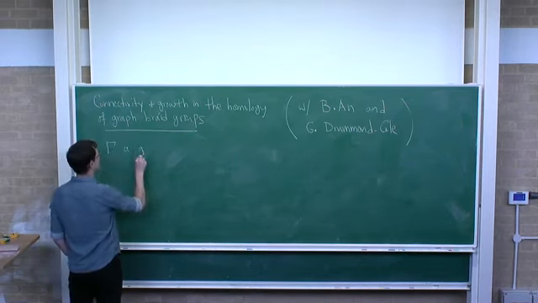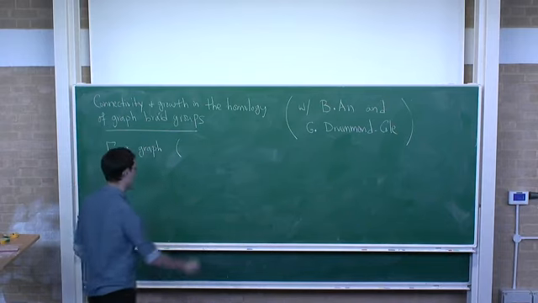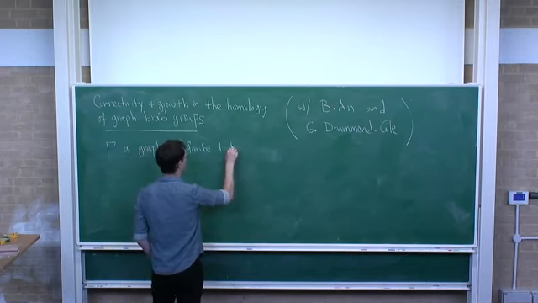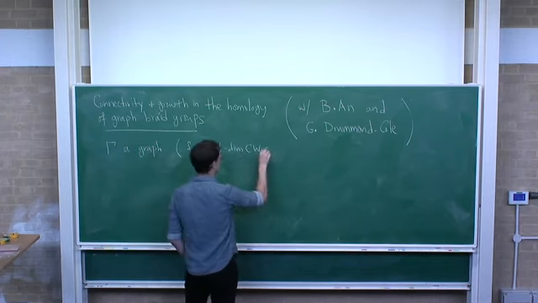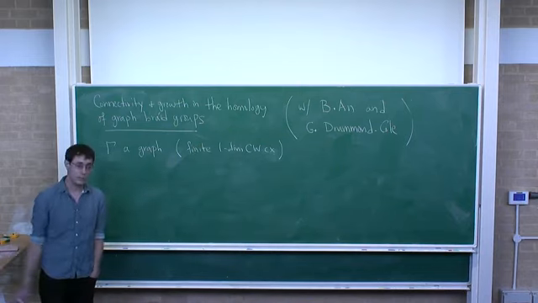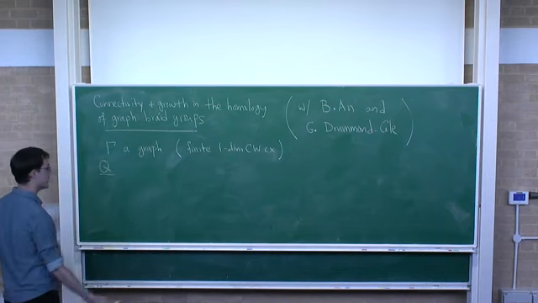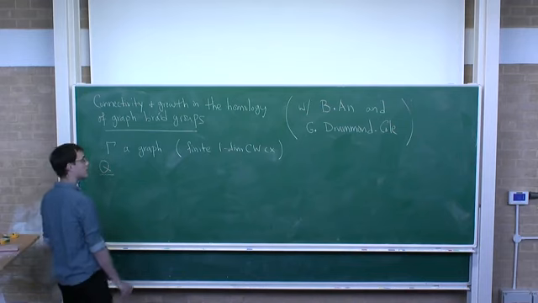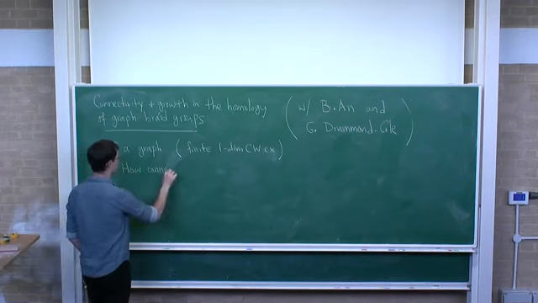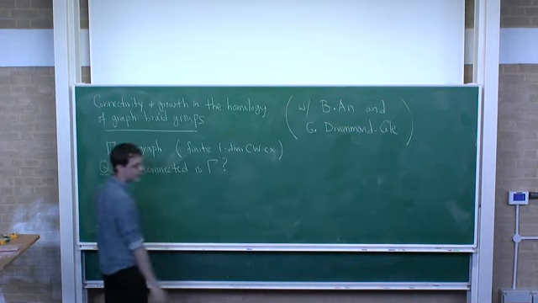One is a graph. And for me, a graph is a finite one-dimensional CW complex. And I'd like to propose the following question, which is not a mathematical question, it's an intuitive question. How connected is my graph?